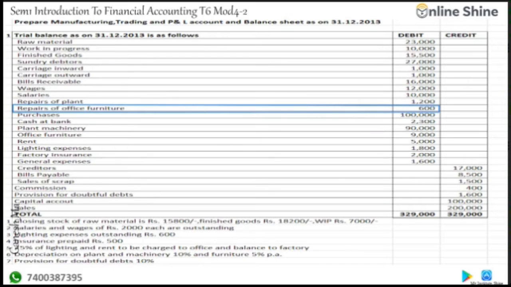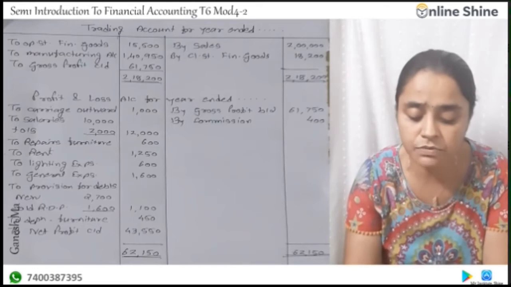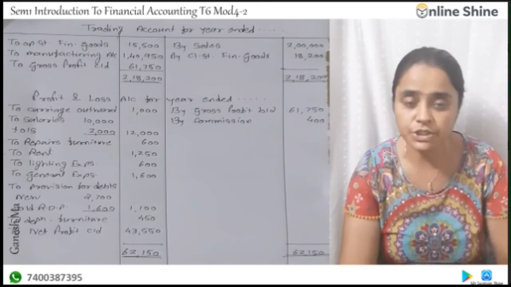The next one is repairs of office furniture. Now office furniture is your indirect expense which is used in your back office. So repairs of office furniture will come in your P&L account.